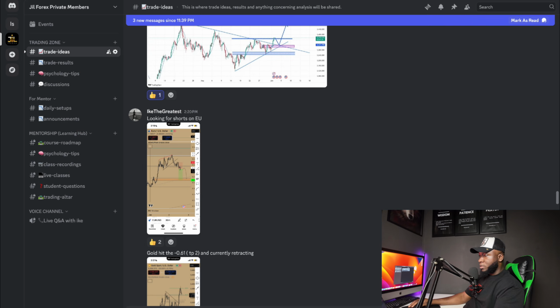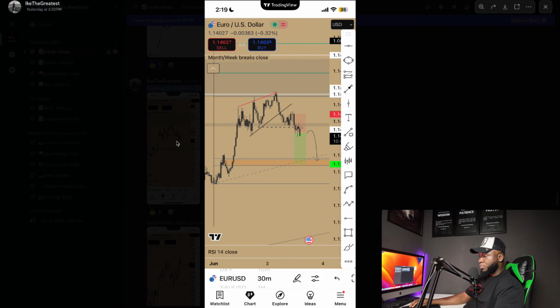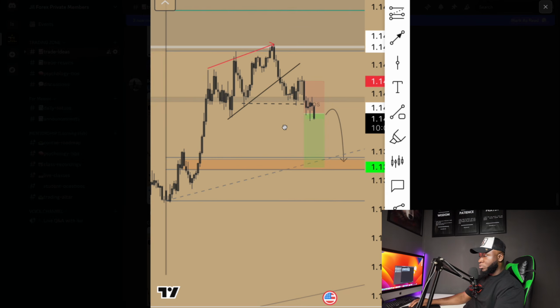So this is my Discord, this is my Forex private members, right? So if you look at this, this is a trade that I sent. I said looking for shorts on EU. If I open EU, this is it, right? So take a look at it.